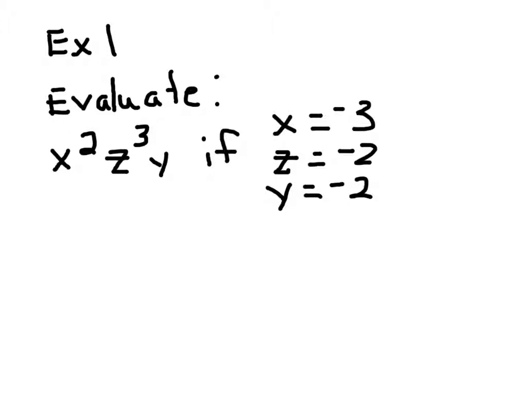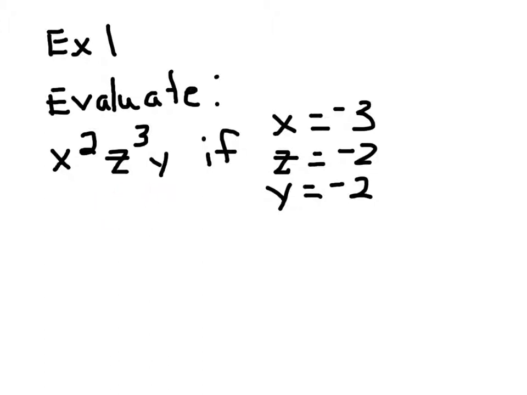Now, the directions ask us to evaluate x squared, z cubed, and y. So x squared times z cubed times y. Before I start with this, let's make sure we understand what's happening in this expression. First of all, whatever x is, I'm going to square. Whatever z is, I'm going to cube. And then I have just y here, which I'm going to do nothing with.